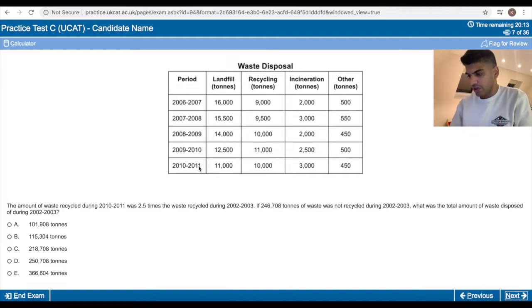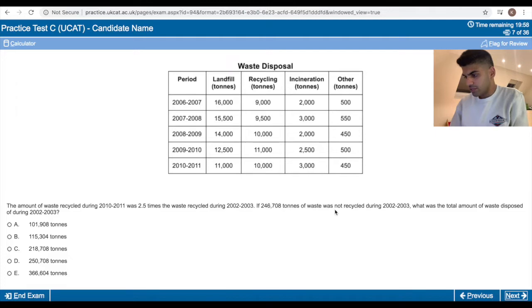The amount of waste recycled during 2010-2011, so that's here, was 2.5 times the waste recycled during 02-03, which we don't know. So I'll rather just do this calculation now quickly whilst I'm on it. So 10,000 is what's recycled then, divided by 0.25 is 4,000. So 4,000 is what we have recycled.